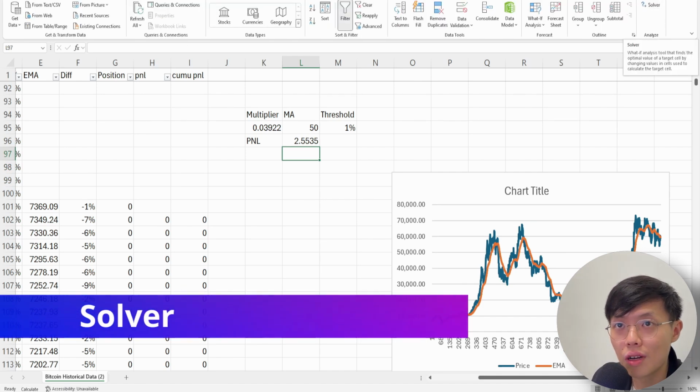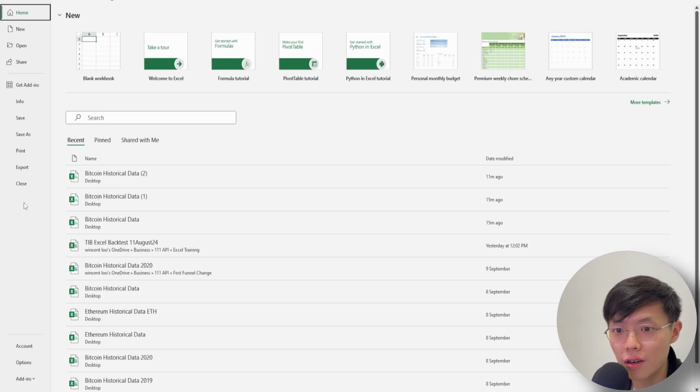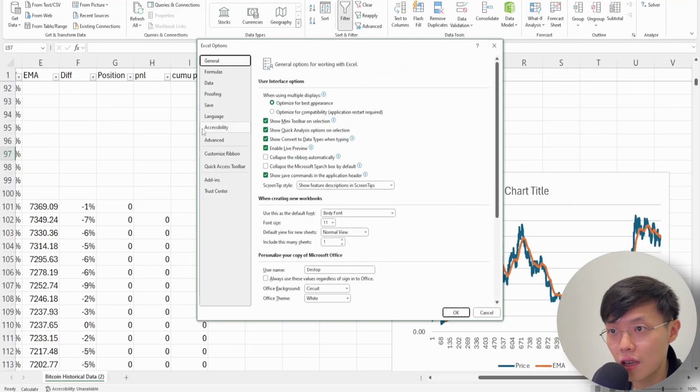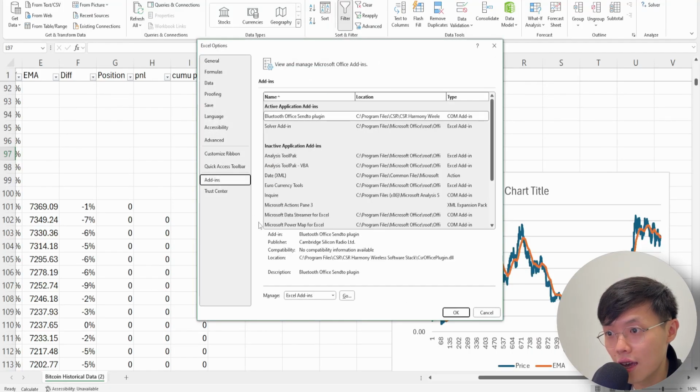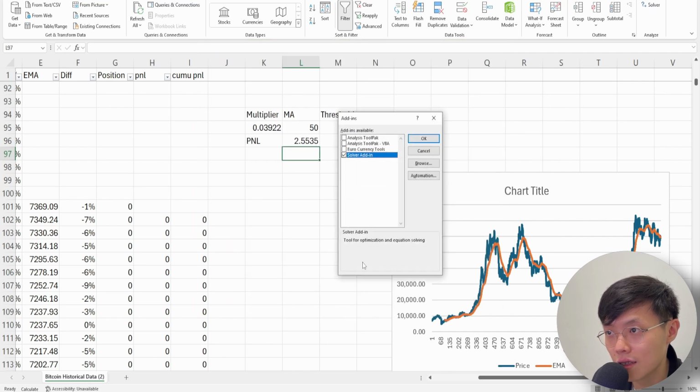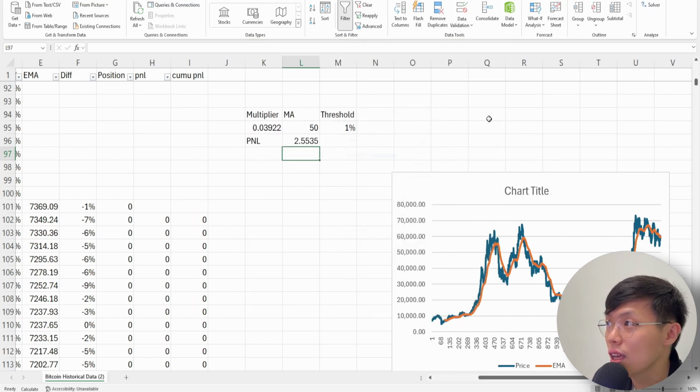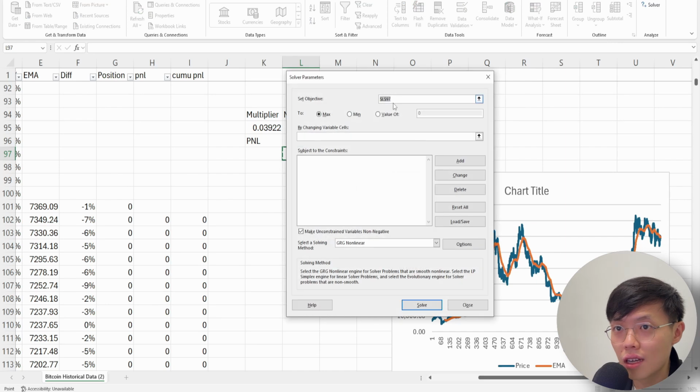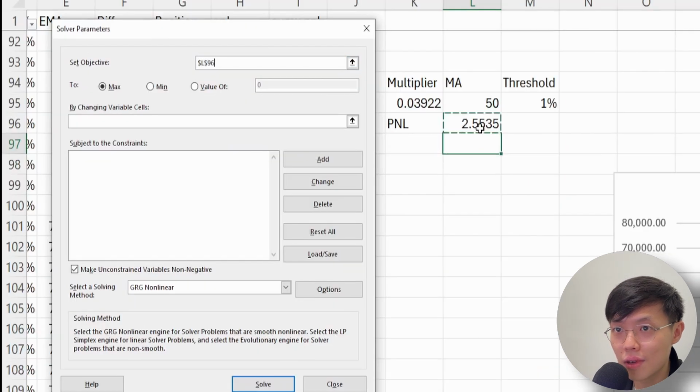So how do we open up Solver? We can go to here, press options, add-ins, and then go to manage Excel add-ins, go, and select Solver right here, just like that. Now I'm going to click on Solver. I want to maximize this.